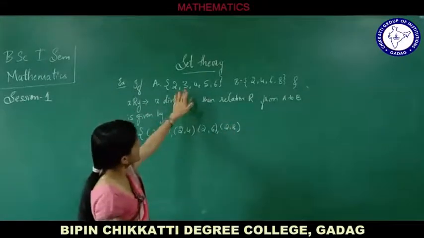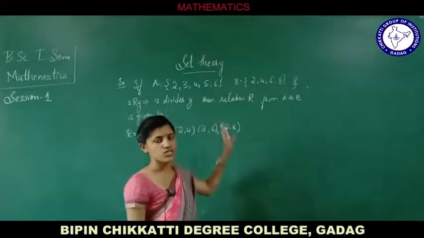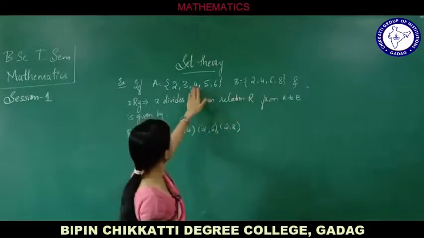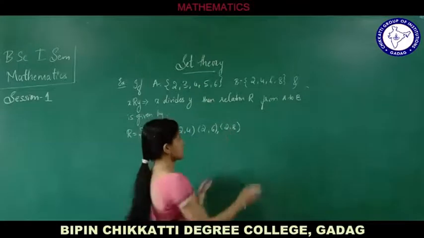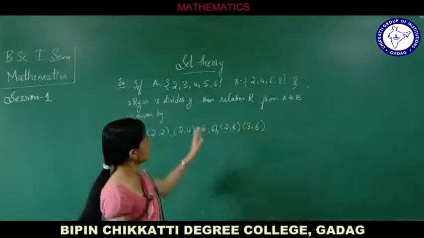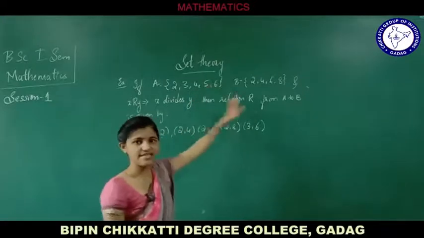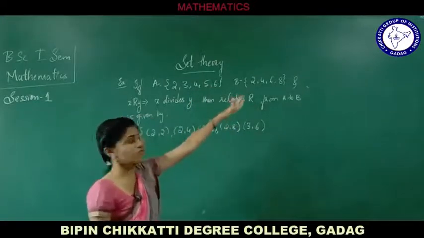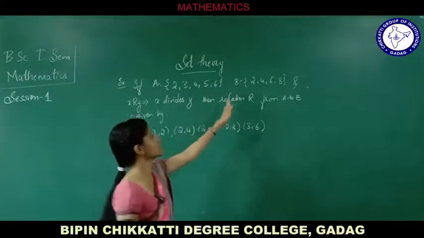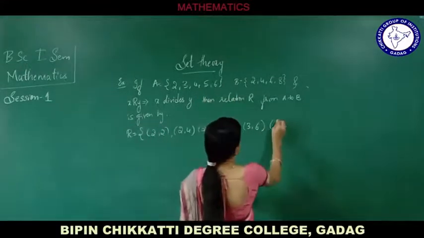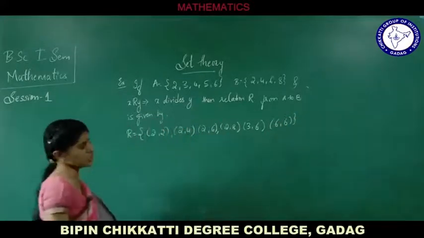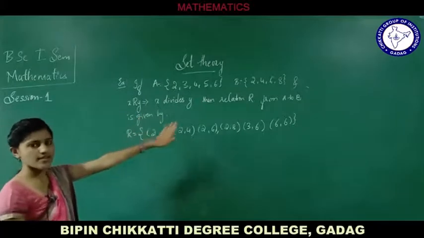Can 3 divide 2? No, we cannot consider this relation. 3 cannot divide 4. Only 3 can divide 6. So we can consider the relation as 3, 6. Same way for 4. 5 at least can't divide any of these. 2, 4, 6, 8 is not divided by 5. So we cannot consider it. Next, what about 6? 6 divides 6. This is our relation of x divides y.